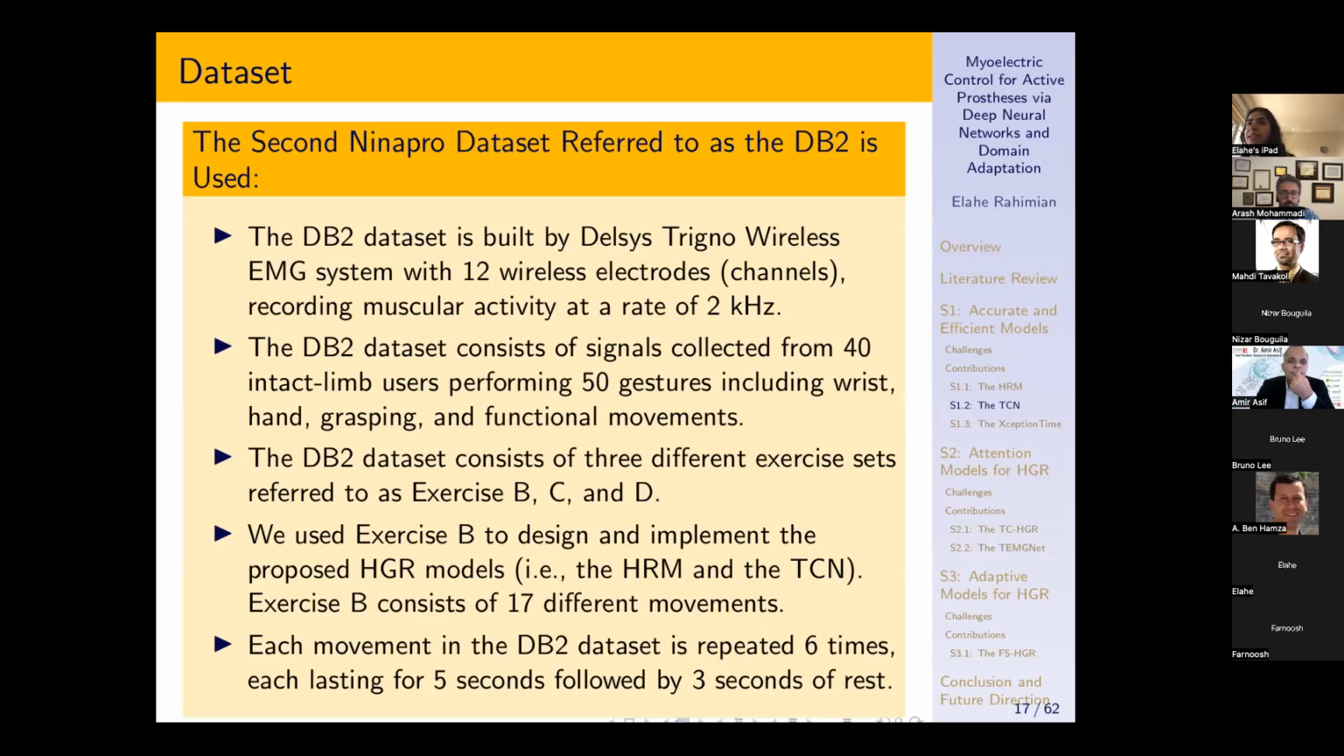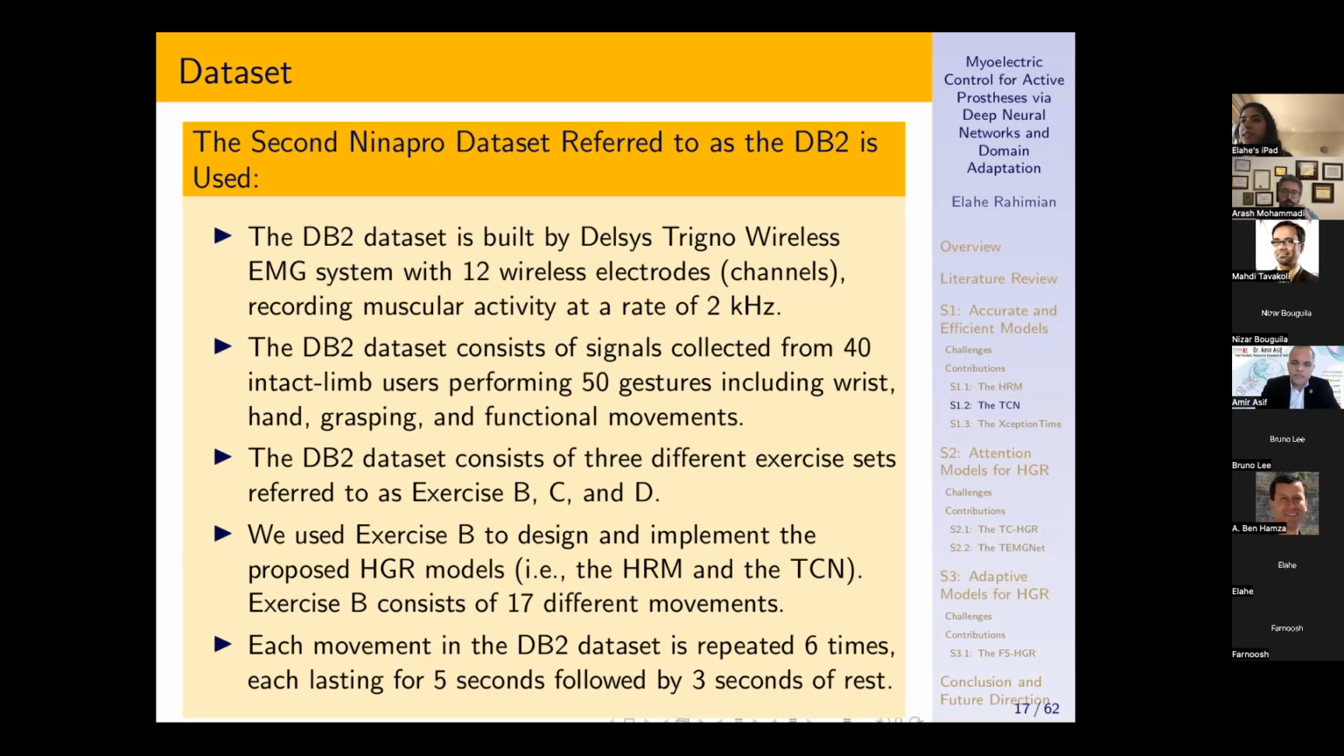Before presenting the result, I would like first to talk about the database. So we are here using DB2. The DB2 is collected at a frequency of 2 kilohertz. It is collected from 40 users, and each user is performing 50 gestures. And these gestures are presented in 3 exercises, exercise B, C, and D.